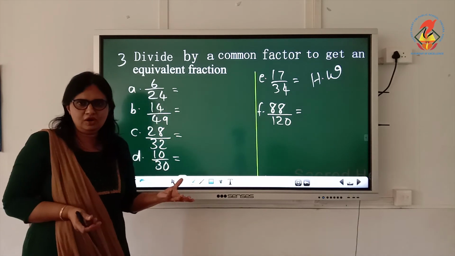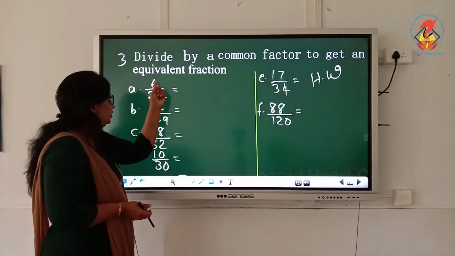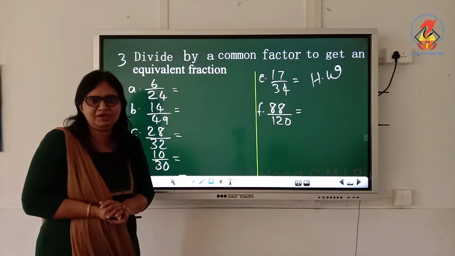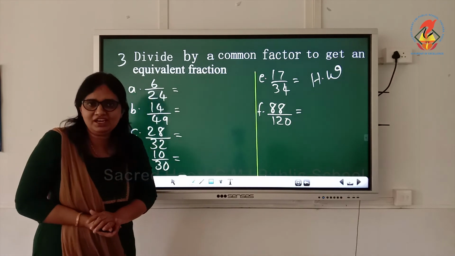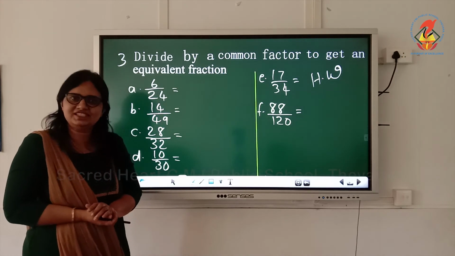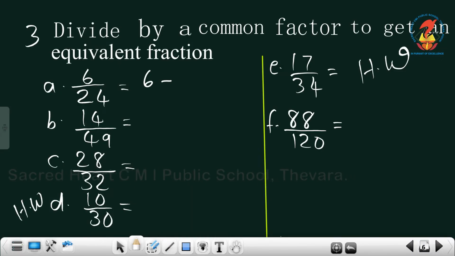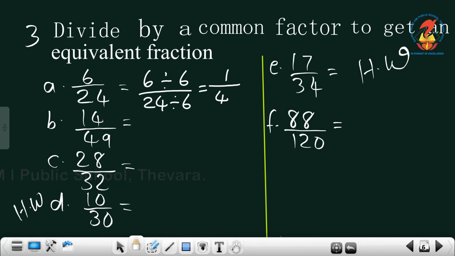Can you tell me the common factor? Both divide numerator and denominator by the same number. 6. And we can divide the numerator and denominator by 6, right? 6 is a common factor, right? And 6 divided by 6, 24 divided by 6, what will you get, children? 1 by 4. See this.